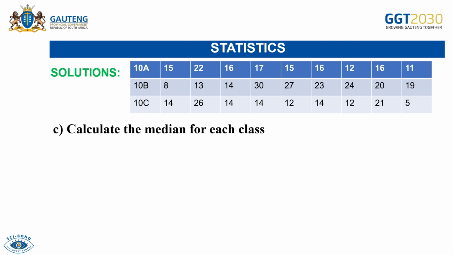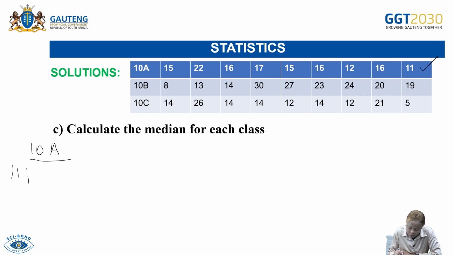So the question says calculate the median for each class. We'll start by calculating the median for class 10A. First things first, we need to arrange our data in ascending order. Don't forget, in increasing order. Class 10A, which one is the smallest? I've got 15, 22, 16, 17, 15. 11 is the smallest one. So I start with 11.